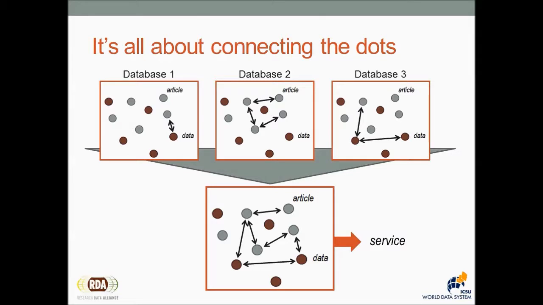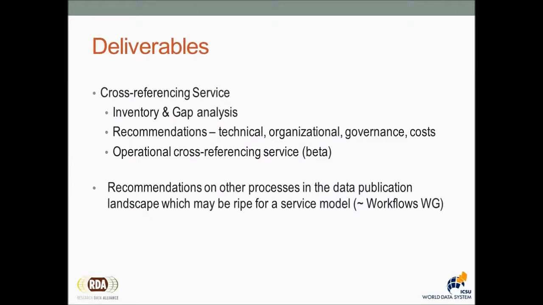So coming back to the way that the working group is set up, the deliverables that we have set for ourselves are primarily this article data cross-referencing service. A little bit of desk study around that, if you like, with an inventory and a gap analysis and recommendations. But most importantly, we really want to have an operational cross-referencing service live at the end of this 18-month period. It will be a beta release with limited functionality and limited coverage still, but something that really demonstrates the value of this.